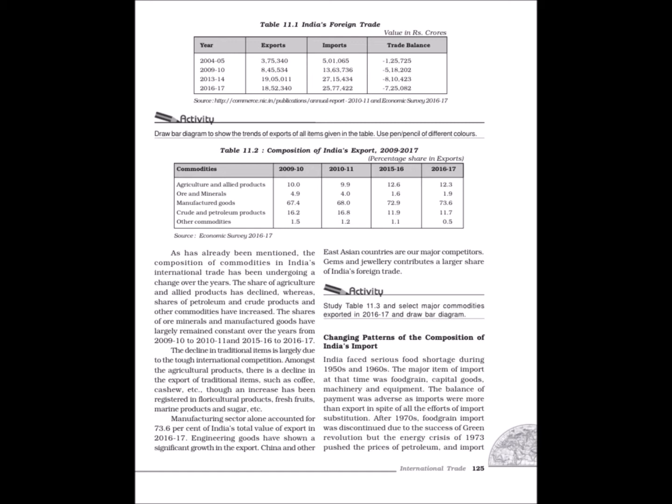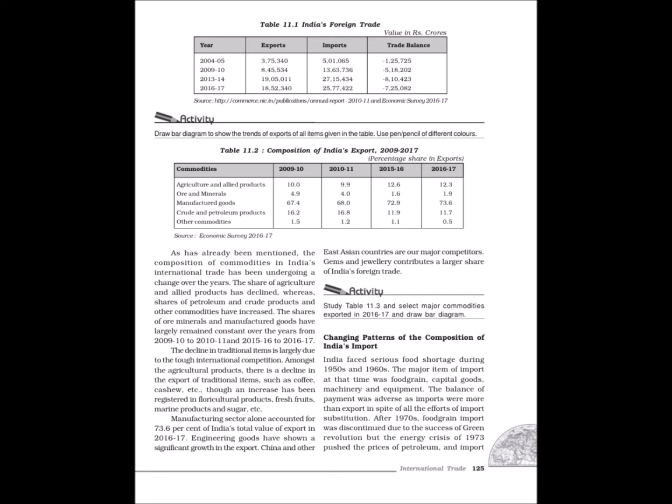As has already been mentioned, the composition of commodities in India's international trade has been undergoing a change over the years. The share of agriculture and allied products has declined, whereas shares of petroleum and crude products and other commodities have increased. The shares of ore minerals and manufactured goods have largely remained constant over the years from 1997-98 to 2003-2004. The increase in the share of petroleum products is due to a rise in petroleum prices as well as increase in India's refining capacity. The decline in traditional items is largely due to the tough international competition.